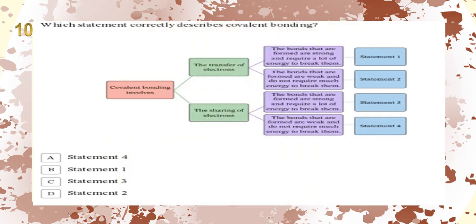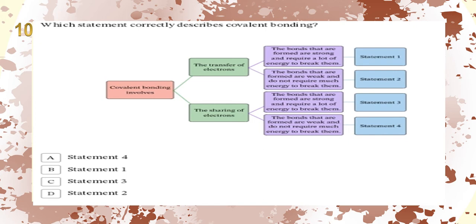Question number 10 says, which statement correctly describes covalent bonding? Statement 1 says a covalent bond involves the transfer of electrons, and statement 2 says sharing of electrons. Do you think we have transfer of electrons here? No, so statements 1 and 2 will be wrong. Okay, let's go into the sharing of electrons here. Statements 3 and 4 are the choices we have.